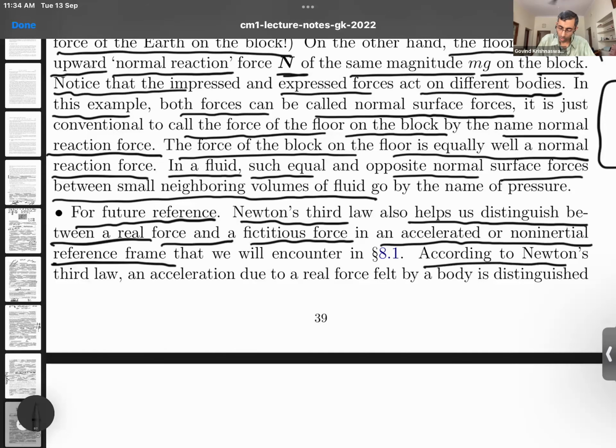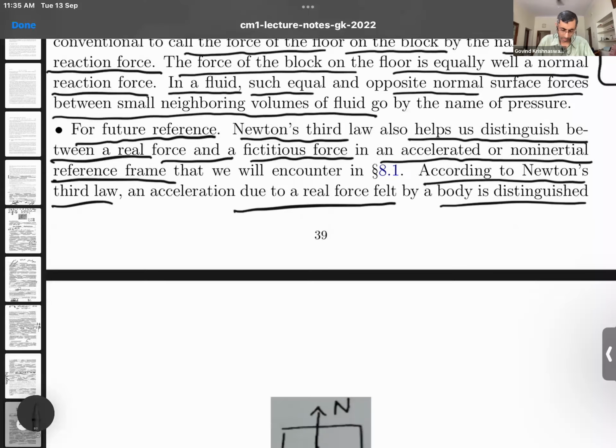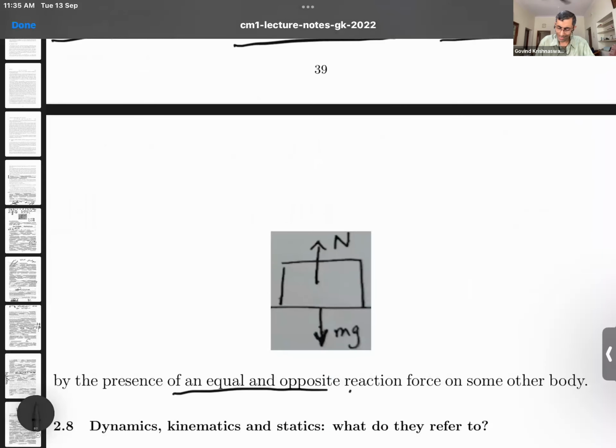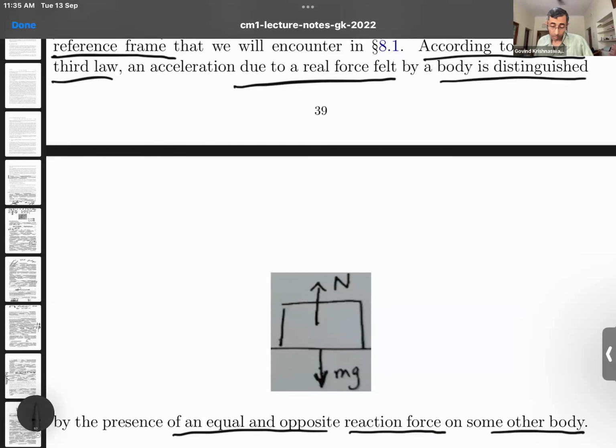Okay, so according to Newton's third law, an acceleration due to a real force felt by a body is distinguished by the presence of an equal and opposite reaction force on some other body. So Newton's third law says that acceleration due to real forces and not fictitious forces are always distinguished by the presence of an equal and opposite reaction force on some other body. Okay, so we can use this idea to check whether a force is real or fictitious. Okay, but that is for later reference. Yes. I can explain how Newton's third law is helping us in detecting real and fictitious forces.